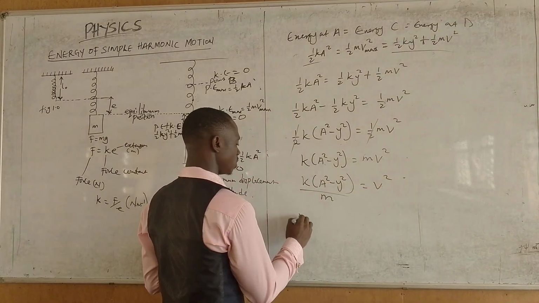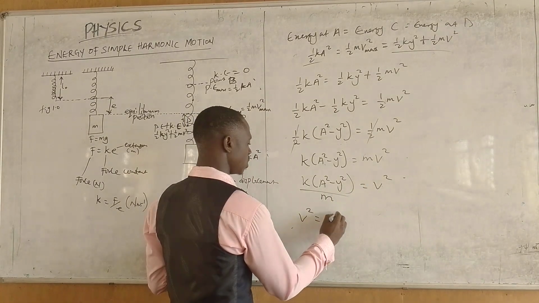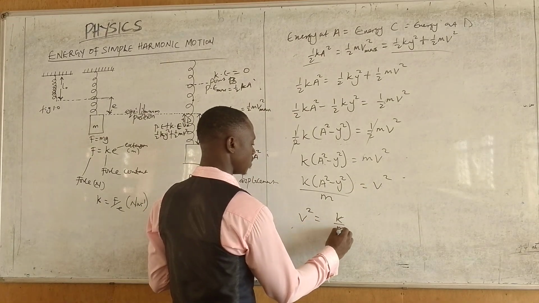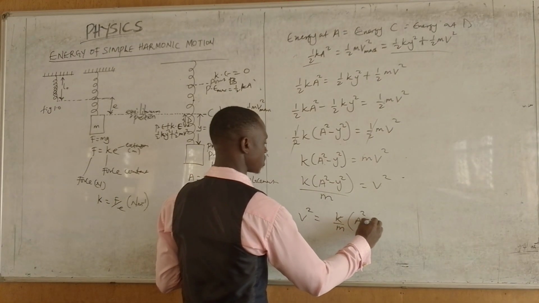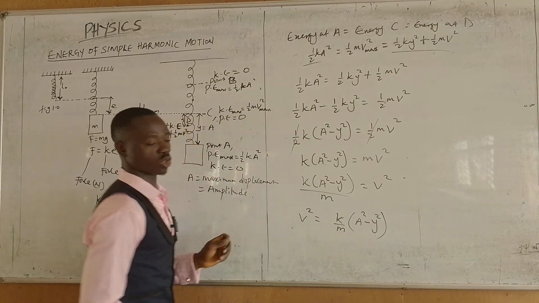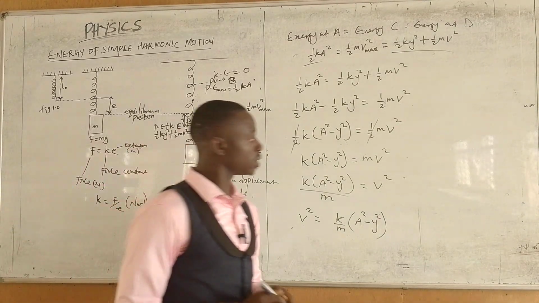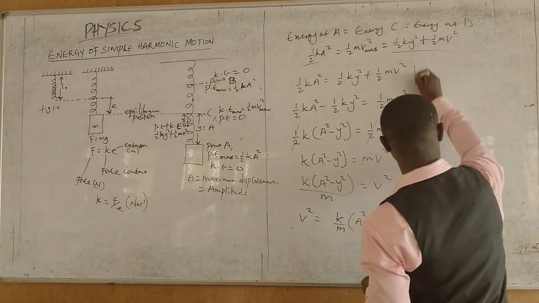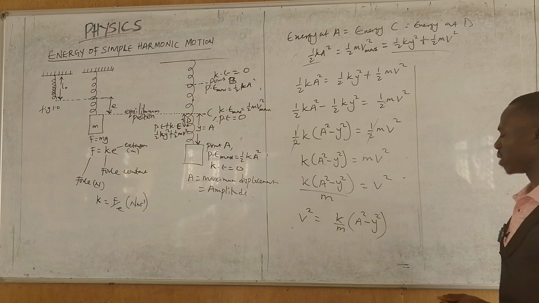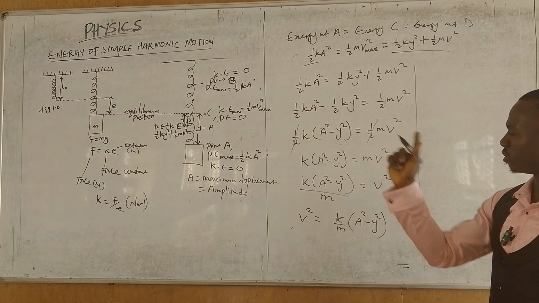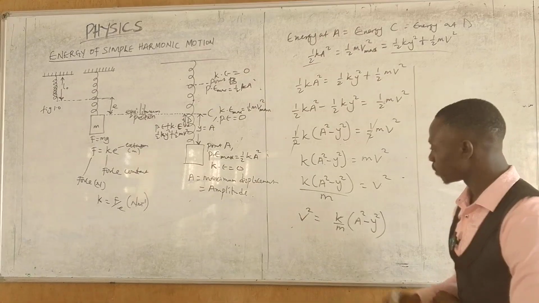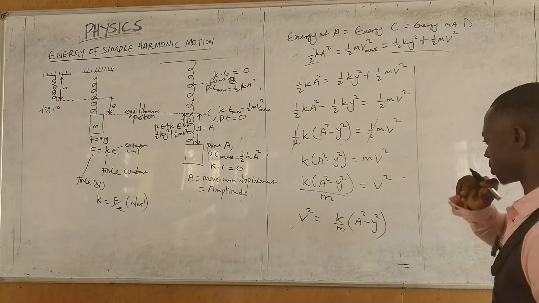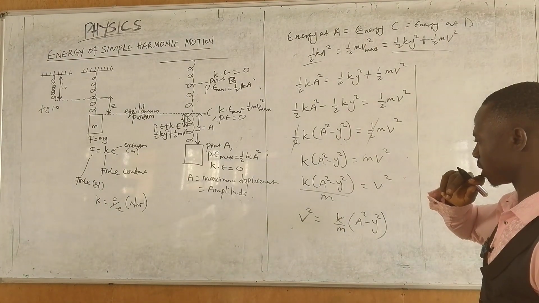So rearrange: v squared is equal to k over m into A squared minus y squared. Okay? Now please look at this formula very well. This formula is looking like something that we have done before, in my first and second video. If you check my first and second video, you notice that this formula looks like something there. What does it look like?